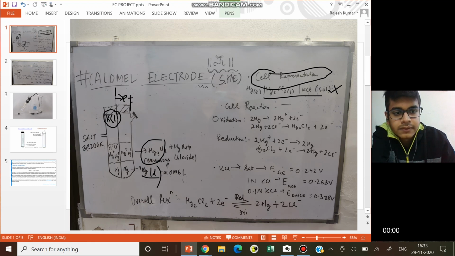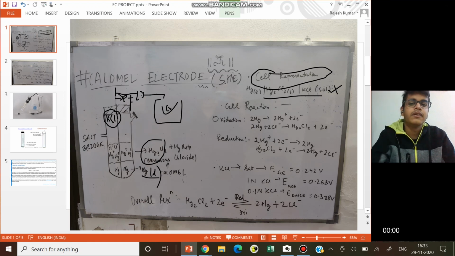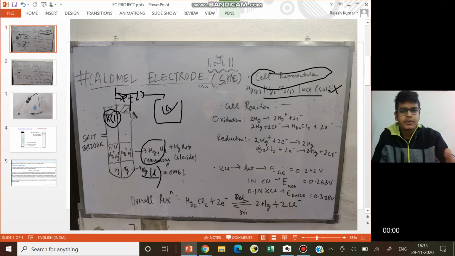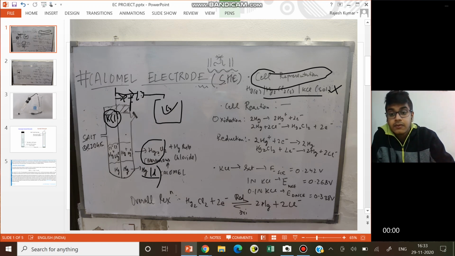So how do we measure? That's the main part. Now let's connect this with a salt bridge and connect it to a solution of, let's suppose, copper, that is Cu in a solution of CuSO4. As it's copper, it is a reducing solution, so in this calomel electrode, oxidation will happen. Oxidation means loss of electrons. So now who will lose electrons?